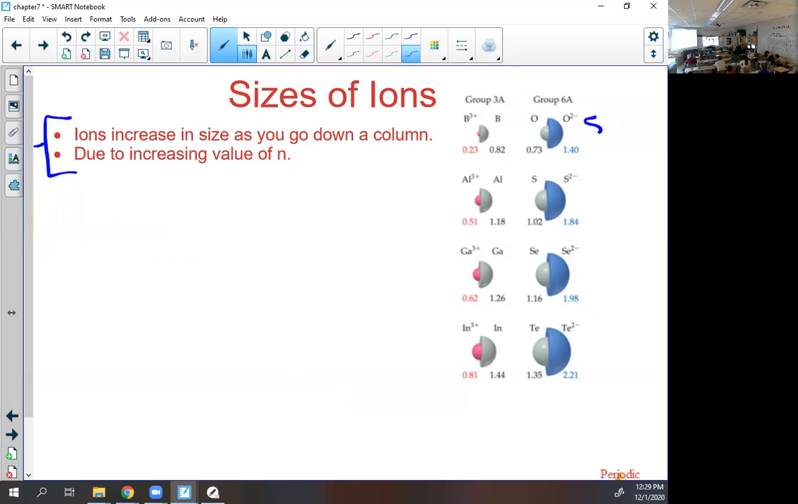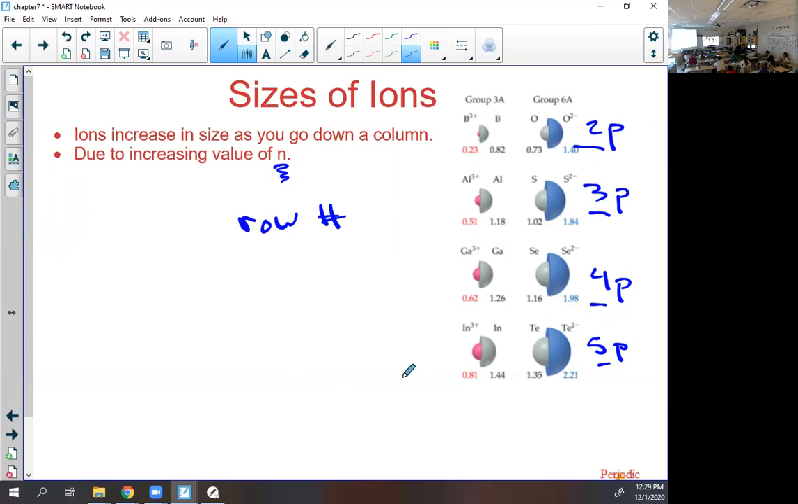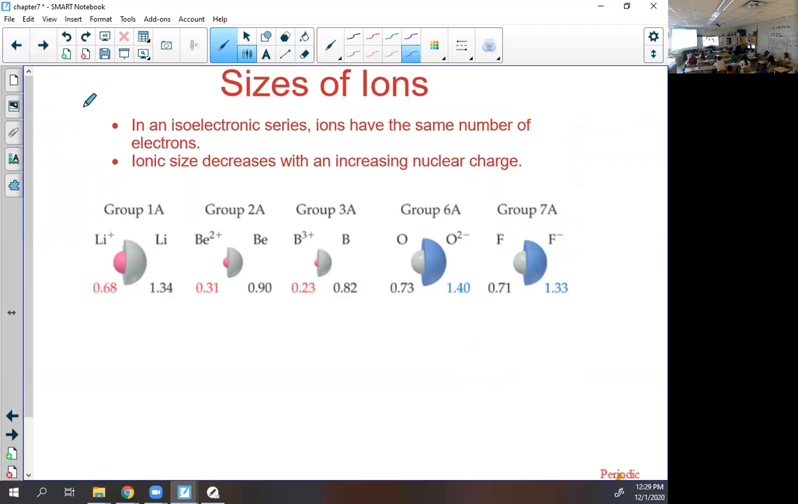Okay, so this is 2p. This is 3p. What's n representing? The row number. 2p, 3p, 4p, 5p. So as we increase n, they get bigger, just like the atoms did. So that's all about the orbitals, when there are more orbitals. Yep.